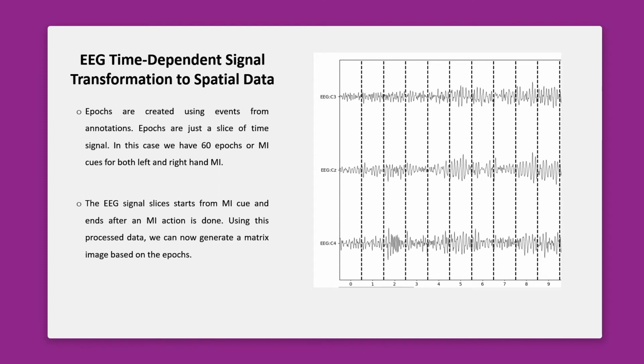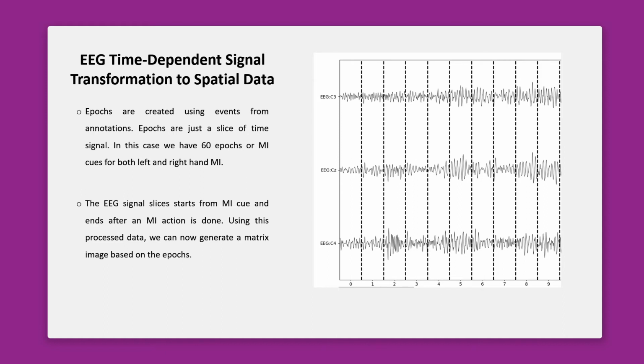For the transformation of time-dependent signal to spatial data, epochs are created using events from annotations. Epochs are just a slice of time signal in this case. We have 60 epochs or MIQs for both left and right-hand MI. The EEG signal slices start from MIQ and end after an MI action is done.